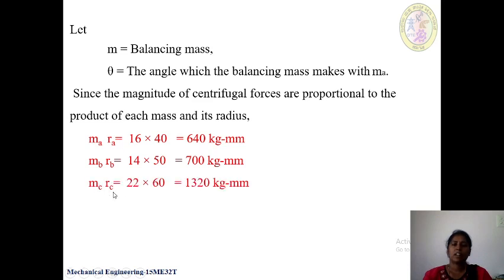MC into RC is equal to 22 into 60, that is equal to 1320 kg mm. MD into RD is equal to 20 into 30, that is equal to 600 kg mm. So we have calculated all the centrifugal forces according to their mass and radius values.